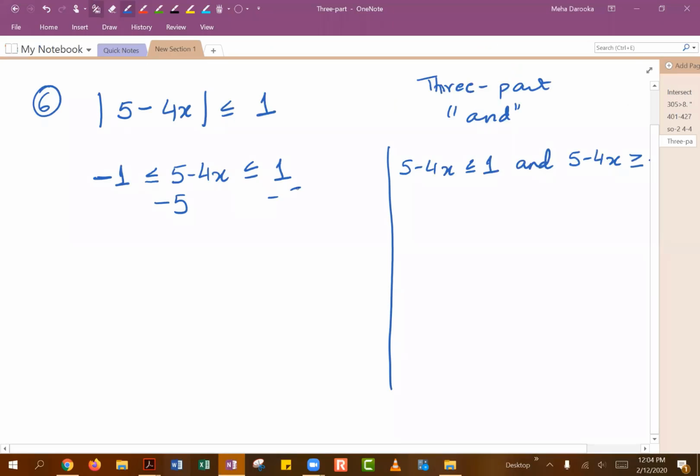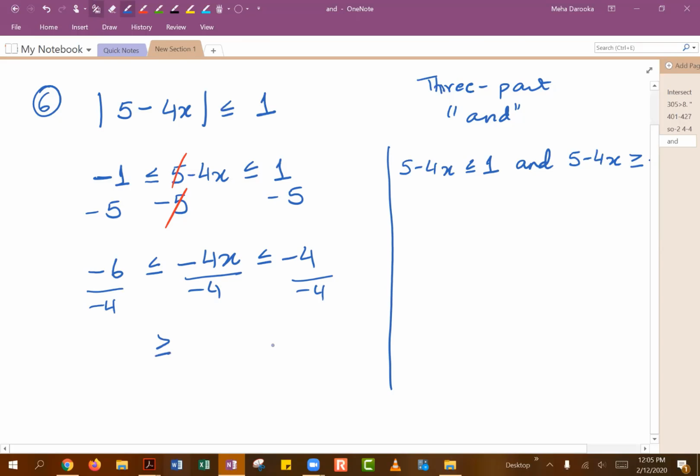Let's bring this guy in. Subtract 5 on each side, cancels out in the middle. You're getting negative 6 on the left, less than or equal to negative 4x, less than or equal to 1 minus 5, negative 4. Okay, so we cleaned that part up. Now we want to get rid of negative 4. So we would start by dividing each side again by negative 4. And since we are dividing by a negative number, your direction of the inequality has to change, okay?